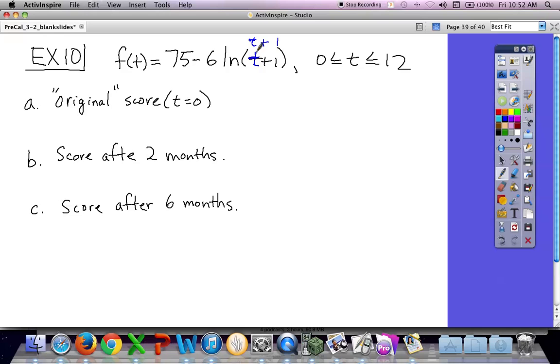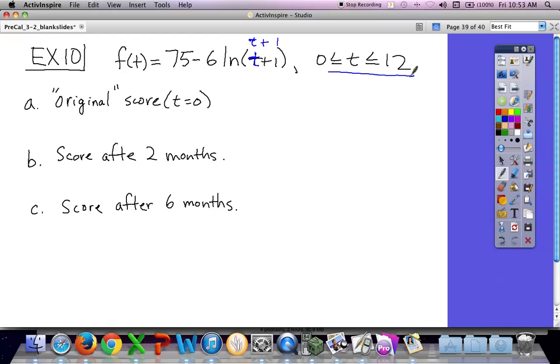What does this statement here mean? That is the domain, right? They're telling us they only did it for 12 months, so we can't plug in numbers beyond 12 months, right? And less than 12 months wouldn't make any sense, right? Because time started at t equals 0.